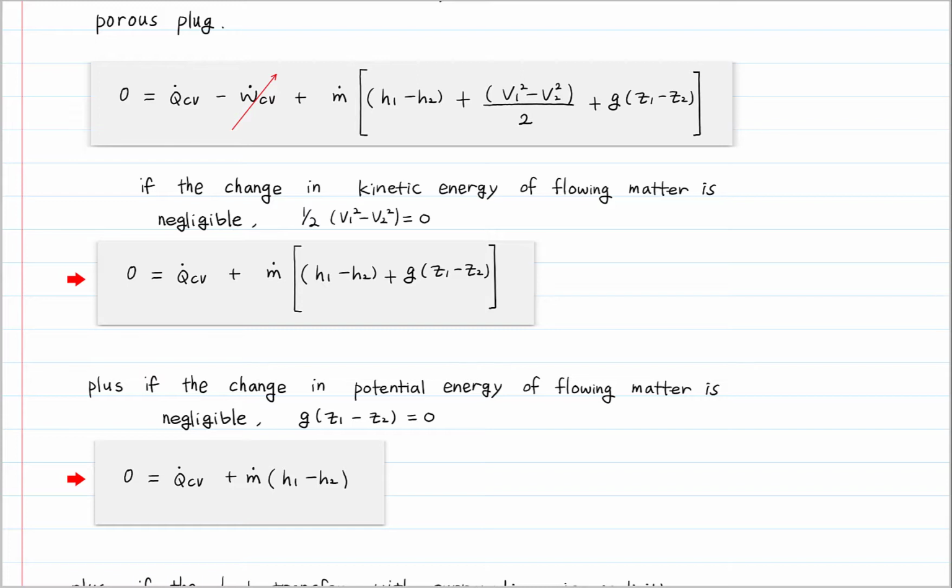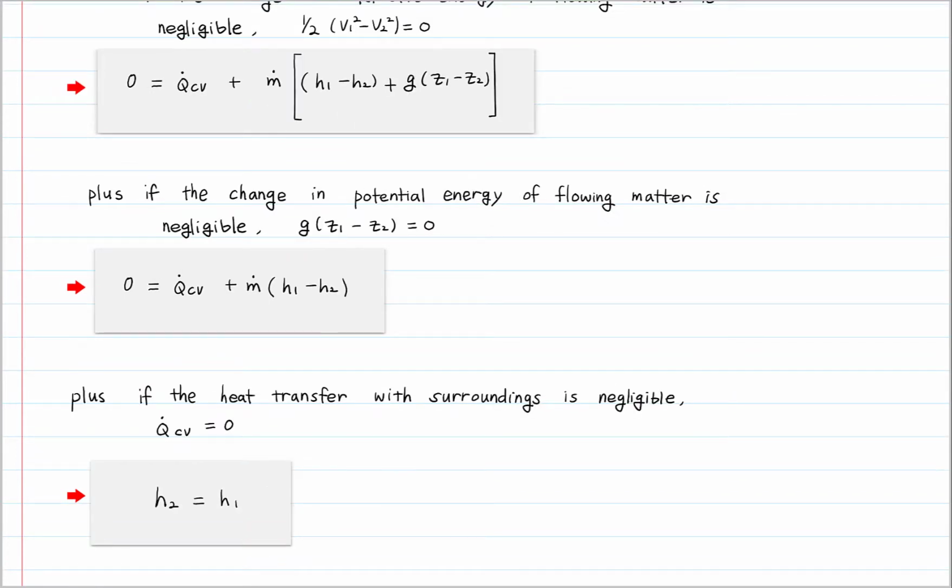And typically the throttling process is considered an adiabatic process. So it is assumed to have no heat transfer between the throttling device and the surroundings due to the small size of the device. So Q dot drops out.